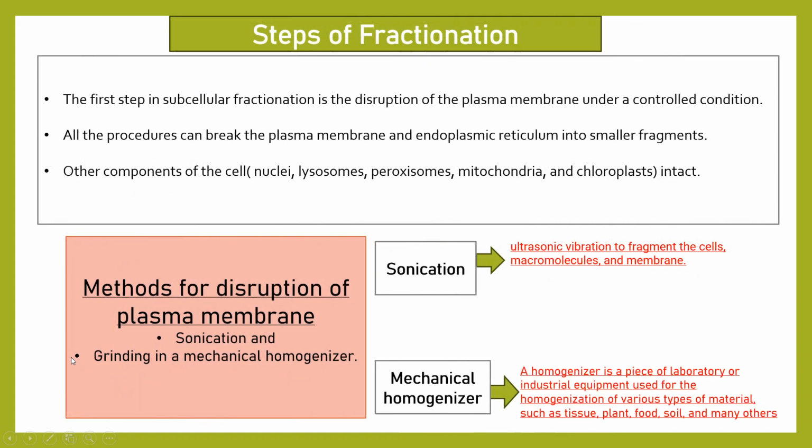Steps of fractionation. Before fractionation, we should know the protocols of cellular fractionation, right? So the first step in subcellular fractionation is the disruption of the plasma membrane. Disruption means breakdown, the breakdown of the plasma membrane. After the disruption of the plasma membrane, we can isolate the cell organelles, or subcellular organelles, right? This is done under a controlled condition.